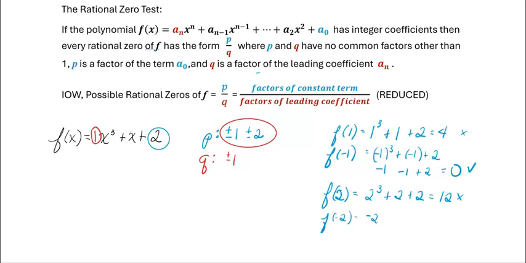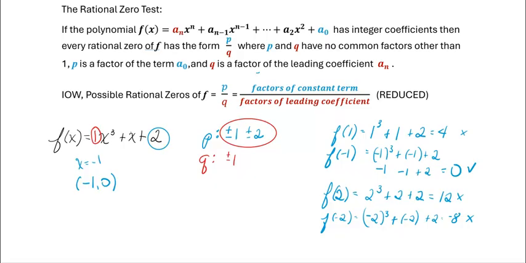And then f of negative 2 is negative 2 to the third, which is negative 8, plus negative 2, which gives me negative 10, plus 2, which gives me negative 8. That does not work either. So the only rational zero of this function is the number negative 1. In other words, x equals negative 1, or if you write it as an ordered pair, because it's a 0, it's the point negative 1, 0.